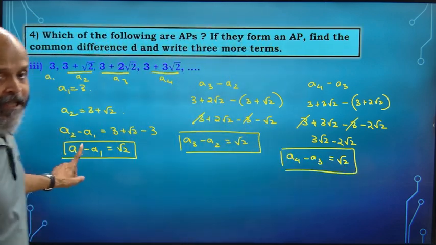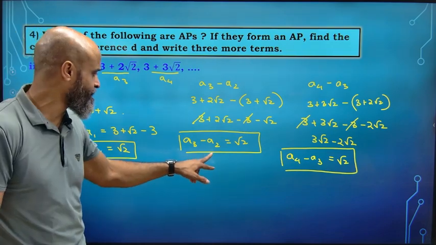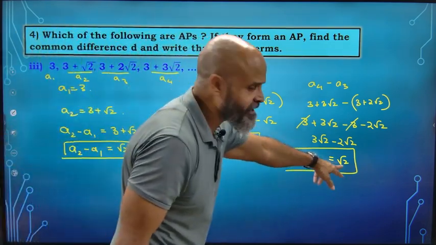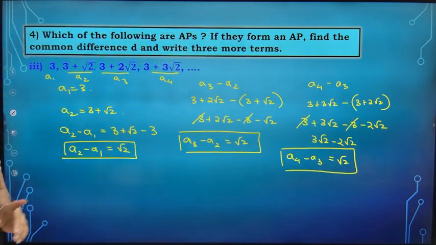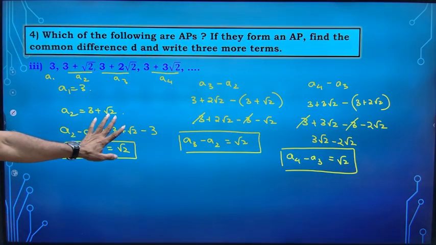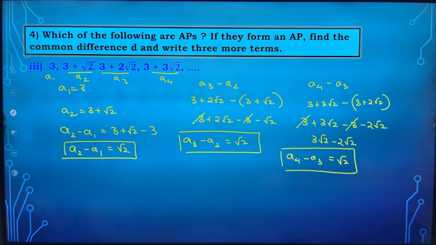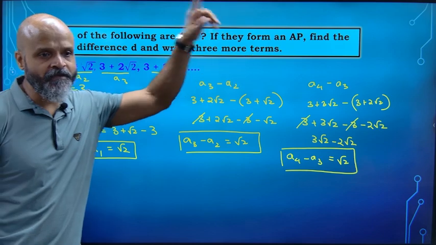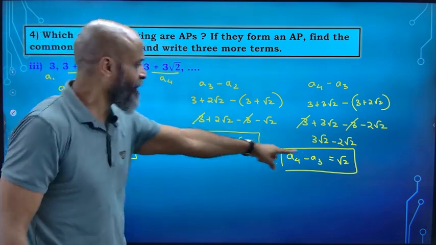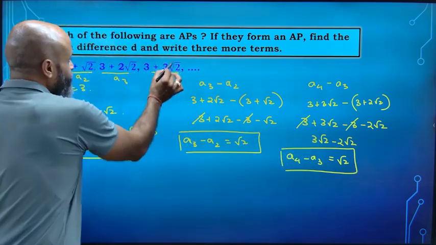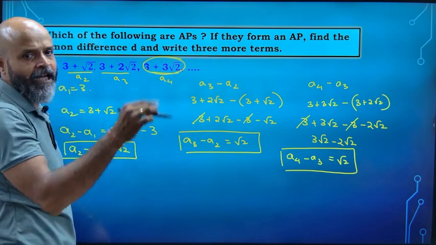So if you look at it, A2 minus A1 is under root 2, A3 minus A2 is under root 2, A4 minus A3 is under root 2. Is this an AP? The answer is yes, because the common difference of under root 2 is maintained throughout. Okay. Now what about the next terms? So here we have a common difference of under root 2. So on the last term we will add under root 2.